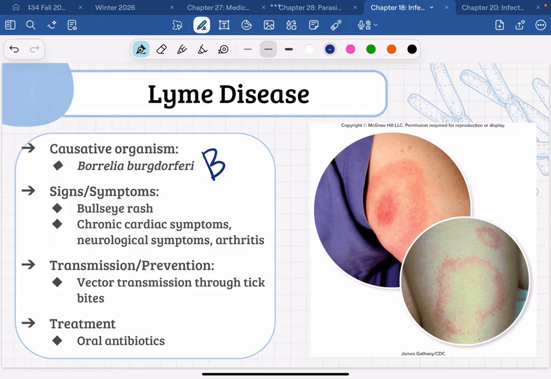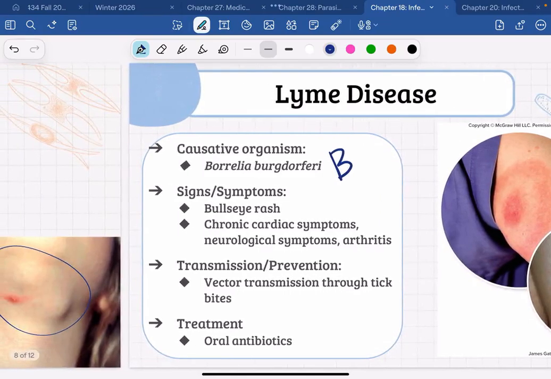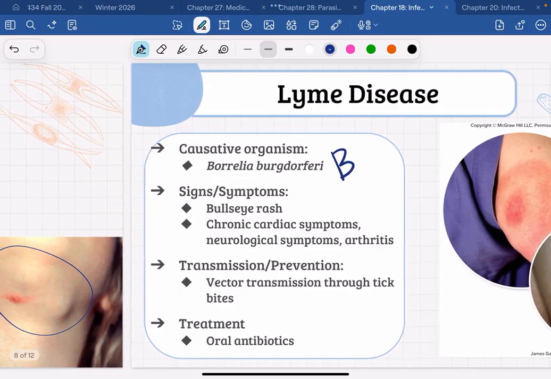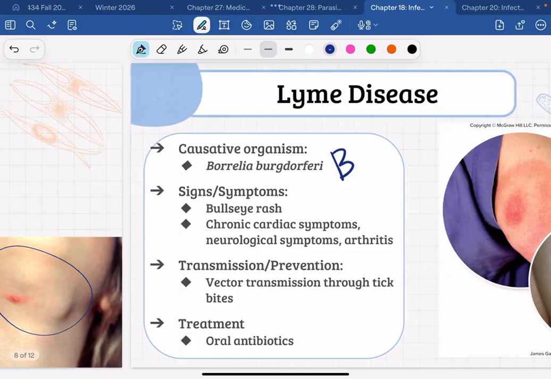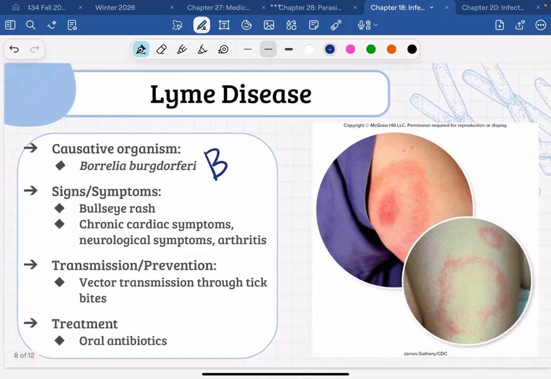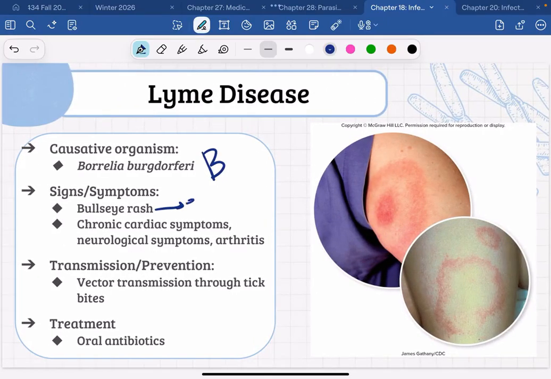So this is a bacterial illness, Lyme disease. And Lyme disease is a bacterial illness caused by a bacteria called Borrelia burgdorferi. Borrelia burgdorferi. And the signs and symptoms of Lyme disease are early on, so some early symptoms is something called a bullseye rash. And this is a picture of the bullseye rash, right? That looks like a bullseye.